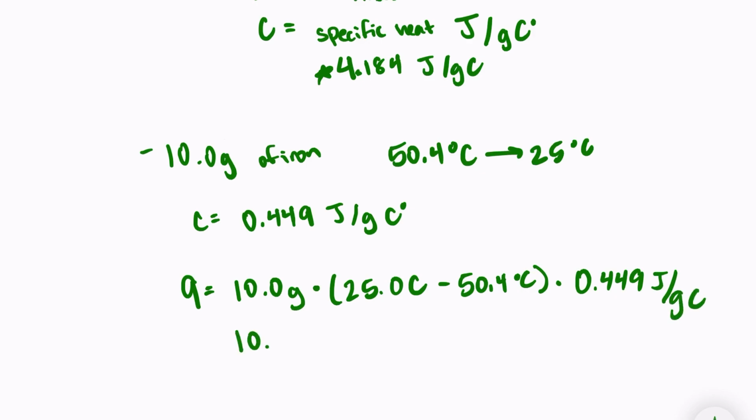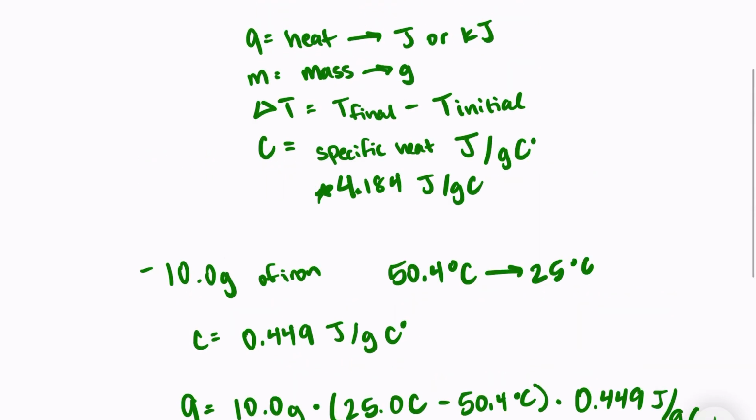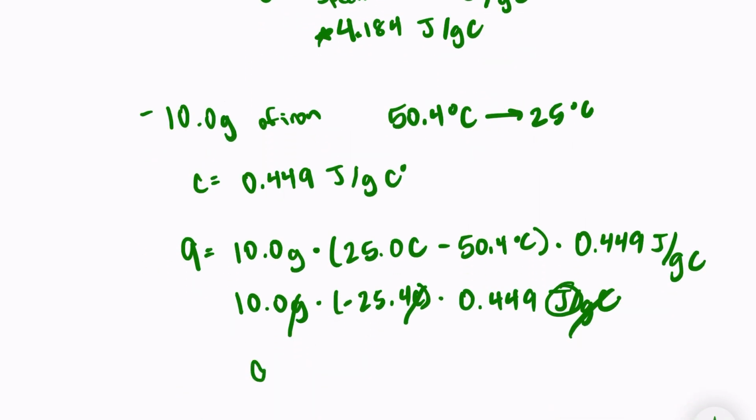We have 10 times negative 25.4 times 0.449 joules per gram Celsius. Our units of grams and Celsius cancel out because we have those on the top of a fraction and the bottom of a fraction. We're left with joules, which is what we want for heat. So multiplying all of that together in our calculator, we get negative 114 joules.